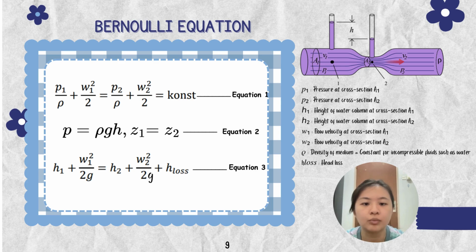P is the pressure, H is the height of the water column, W is the flow velocity, and rho is the density. We also have H loss, which is the head loss.